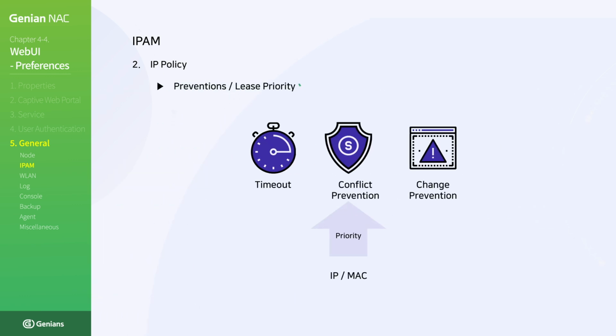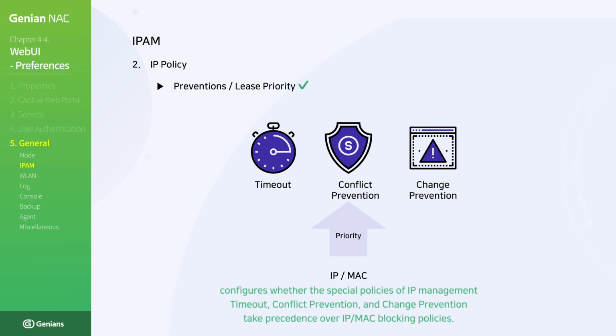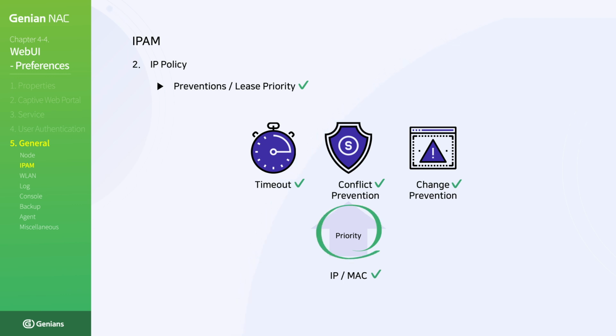The lease-ended notification item configures whether to send an alert before deleting or blocking a node when the allocated usage time for an IP or MAC address is about to expire. Setting this value to 0 disables the expiration notification. The notification period can be configured to a minimum of 1 minute and a maximum of 1 year.